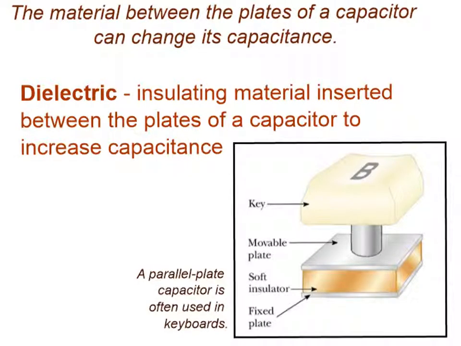So the material between the plates of a capacitor can change its capacitance. Obviously, that shouldn't be a surprise. We call that material a dielectric, the insulating material in between the two plates of the capacitor. It can be inserted to increase the capacitance, with different kinds of dielectrics.